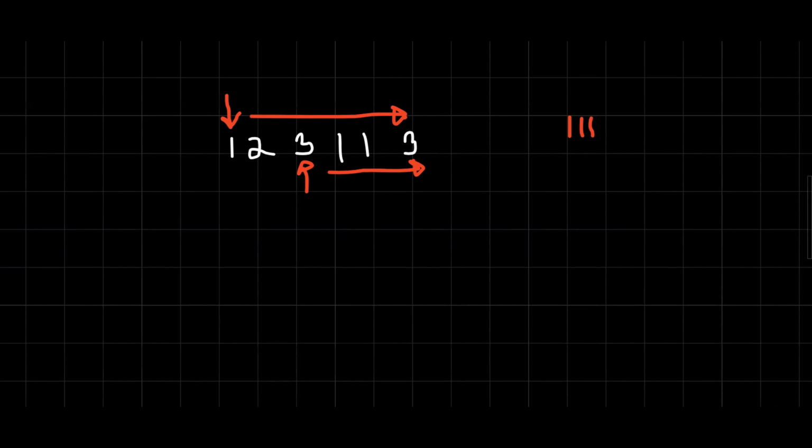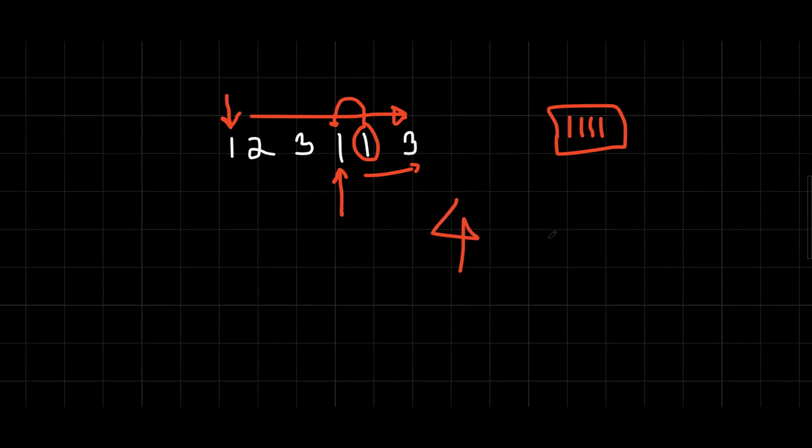Now, for this element 1, we have to check all of the elements after it. Here we can see that this element 1 is exactly equal to this element 1. So this is one possible good pair. So here we can see that there are 4 possible good pairs. So in this problem, we have to return 4.